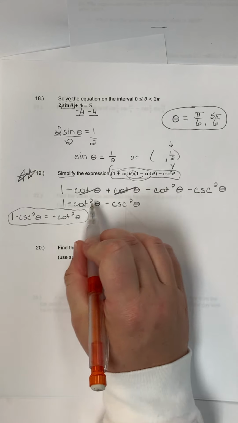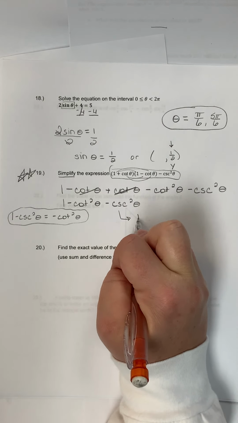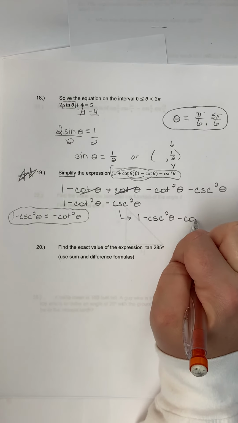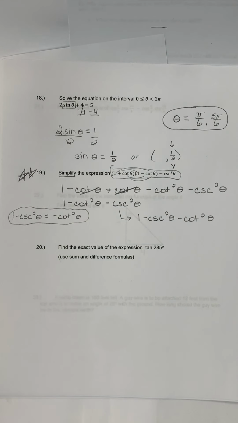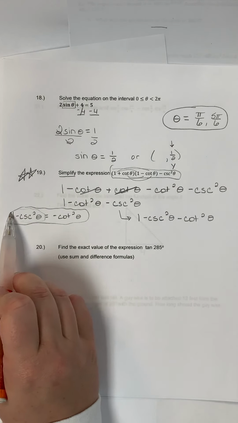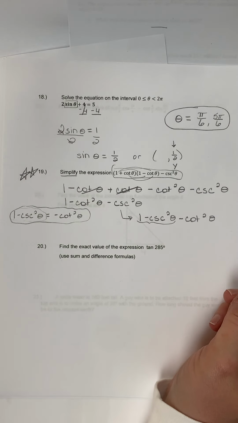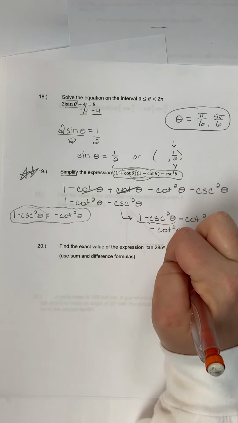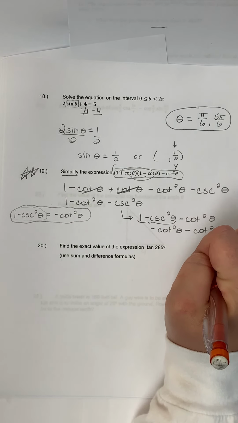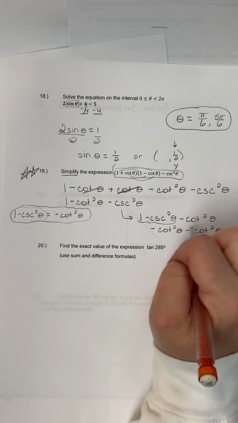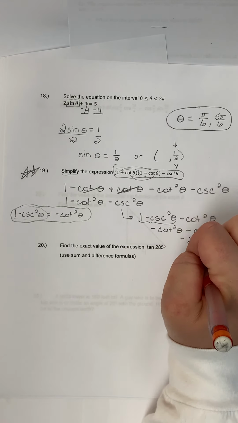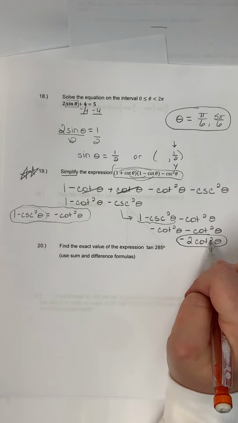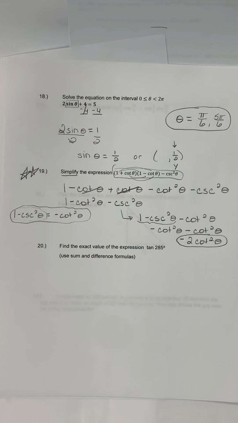All right, so I'm going to rearrange this a little bit. I'm going to move this over here by the 1, and I'm going to put the minus cotangent squared theta in the back. Okay, so I have 1 minus cosecant squared theta. I'm going to change that to a negative cotangent squared theta. And I have a minus cotangent squared theta right there. These can combine and you get negative 2 cotangent squared theta. And this is the simplified answer that they want. That's what you're looking for. Okay.